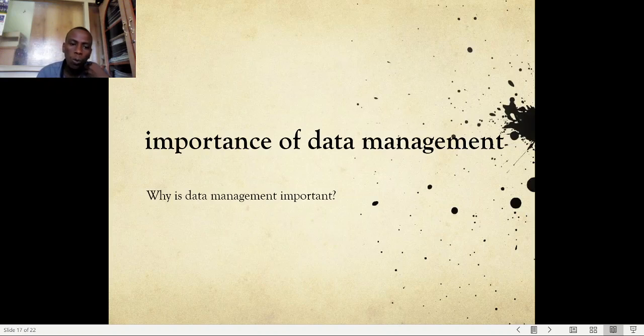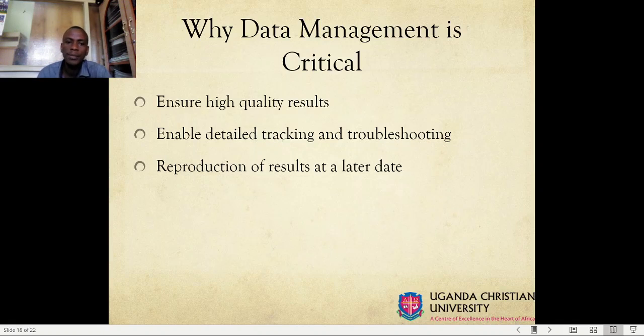Yeah, so why is it important to manage data well? And why is data management important? One, it ensures quality results. When the data is well managed, it will give you quality results, results which are free from bias and free from fake inputs.